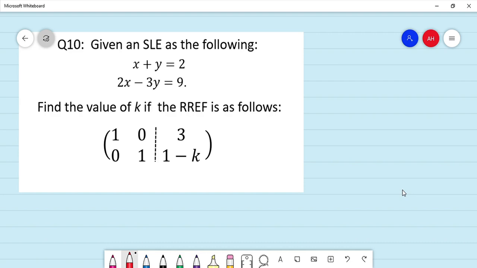Now, this is the last question for this video, that is question number 10. Given an SLE as the following, that is x plus y equal to 2, and the second equation is 2x minus 3y equal to 9. Two equations and two unknowns. Now, it is given that the RREF, after we do the elementary row operation, is this one. This is the RREF.